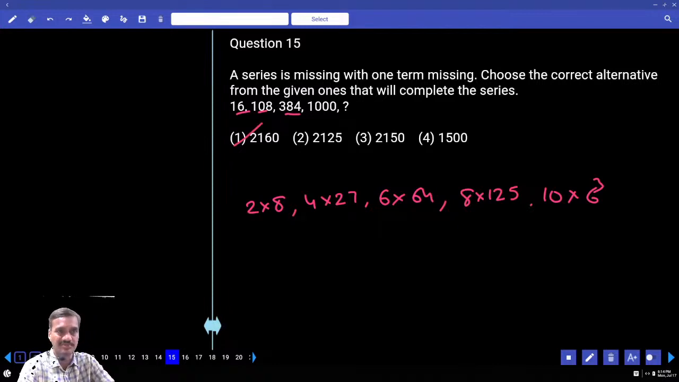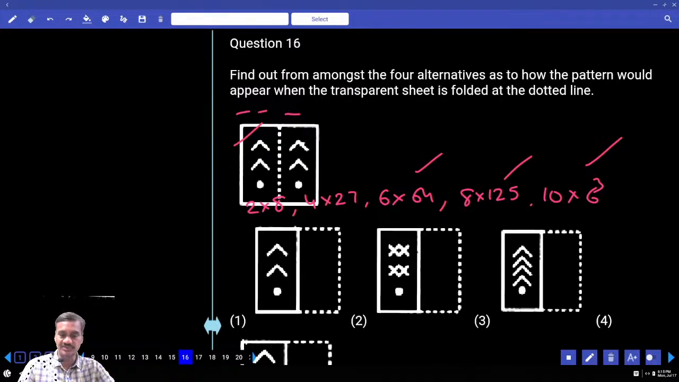Then each of these numbers is multiplied with even numbers and the cubes are written. 2 into 2 cube, 4 into 3 cube, 6 into 4 cube, 8 into 5 cube, and 10 into 6 cube. And that is 2160, choice 1, question number 15. The next one, 16th one.